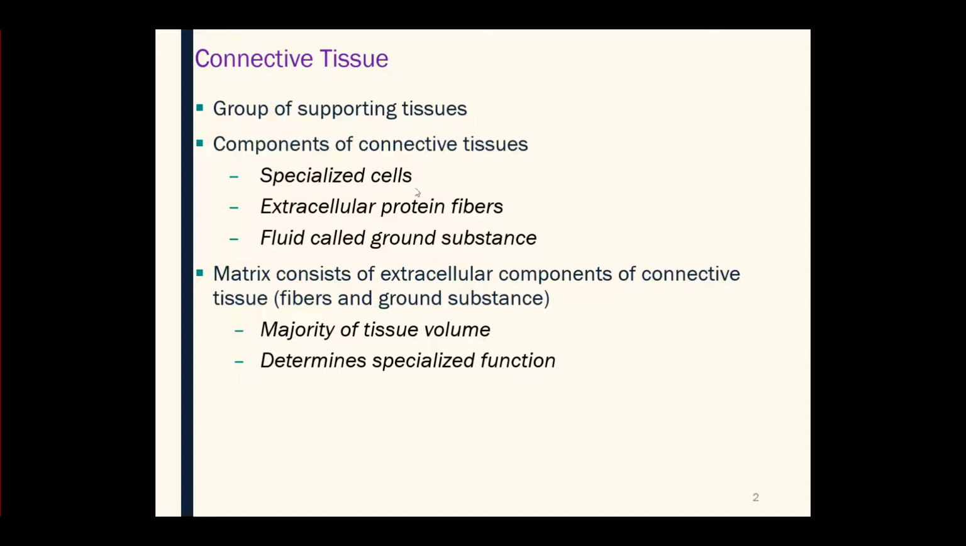And these cells and these protein fibers are embedded in a fluid, right? Even though it's kind of a thick fluid, this fluid is called ground substance. Now, we do use a term known as the matrix. The matrix consists of the ground substance and the protein fibers. We're going to see as we look at the different connective tissues, the matrix is really the majority of the tissue volume, and what's in the matrix basically determines the different functions of the connective tissue.